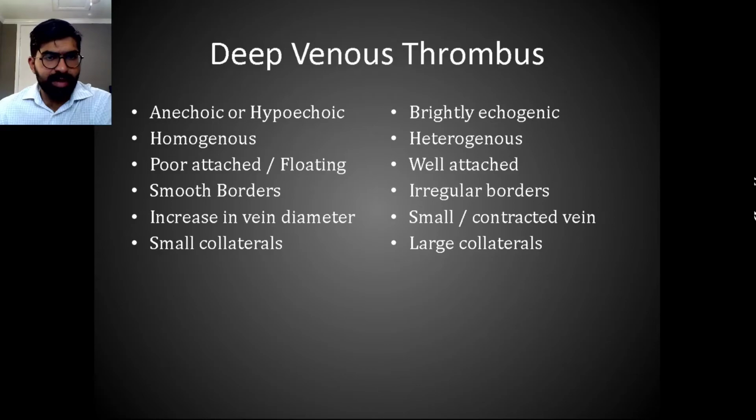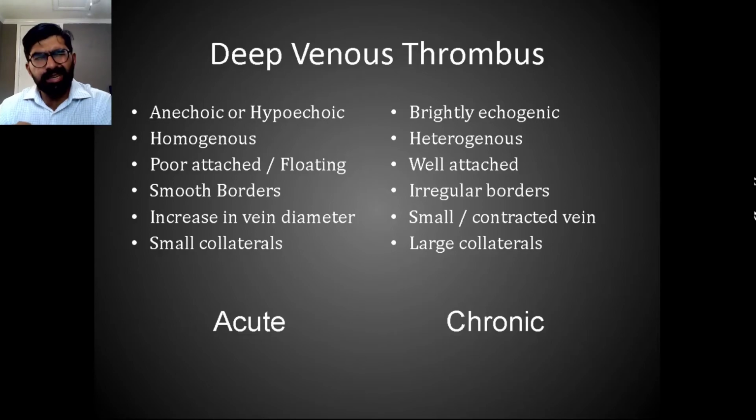But I've left off some of the concepts of what they represent. So an anechoic or hypoechoic thrombus that's homogeneous, poorly attached or floating with smooth borders. And usually if the vein, as you look at it under B mode, has an increased vein diameter with very, very small collaterals, usually represents an acute DVT. Now, let's just think about this for a second. Does all of this make sense?